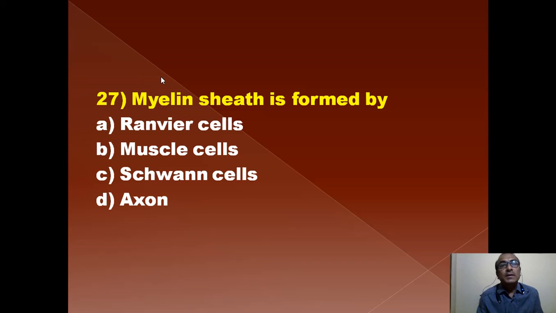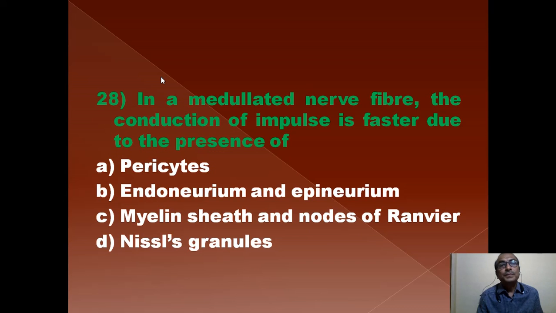Question number 27. Myelin sheath is formed by A. Ranvier cells, B. muscle cells, C. Schwann cells, and D. axons. So what is the right answer? Yes, it is Schwann cell. That makes up the myelin sheath.